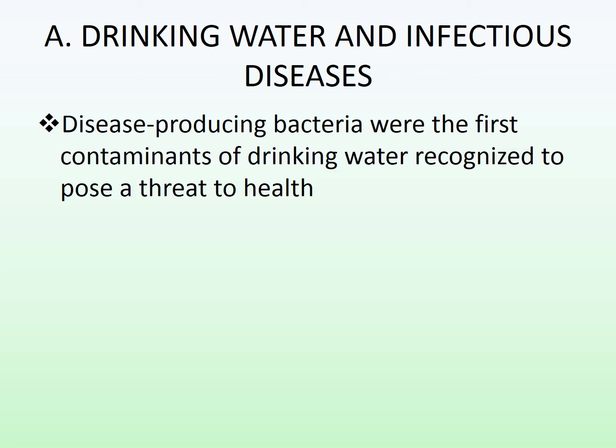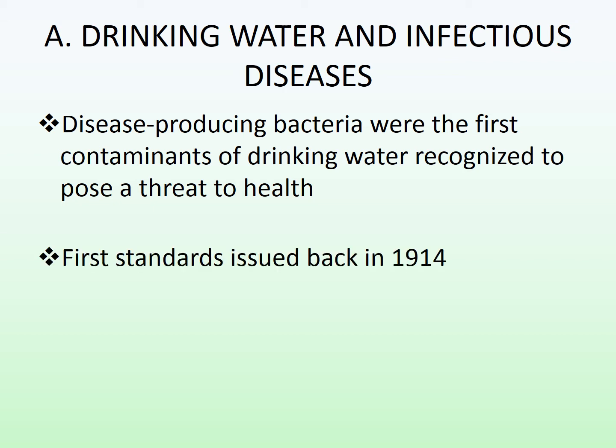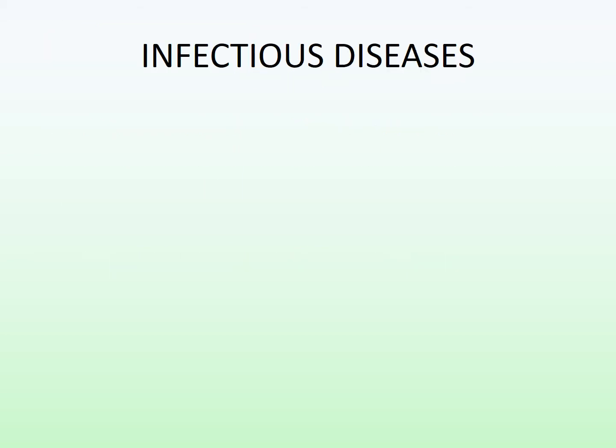Disease-producing bacteria were the first contaminants of drinking water recognized to pose a threat to public health. It's these organisms which caused problems for humanity back to the start of the human race. They weren't recognized as specific pathogens until the late 1800s as we moved into the progressive period. The first standards for microbial actions in drinking water were published in the United States back in 1914. There was a recognition that drinking water that was contaminated passed infectious diseases between people.